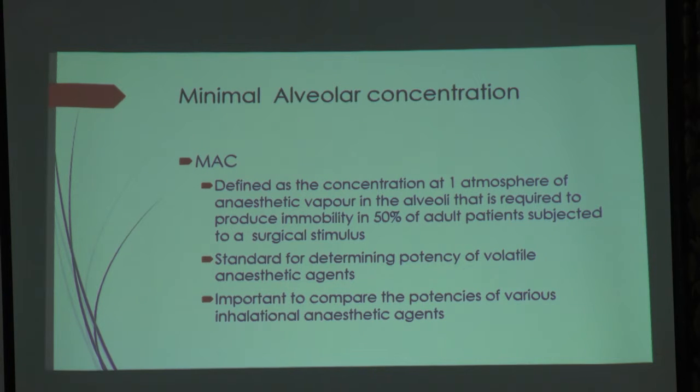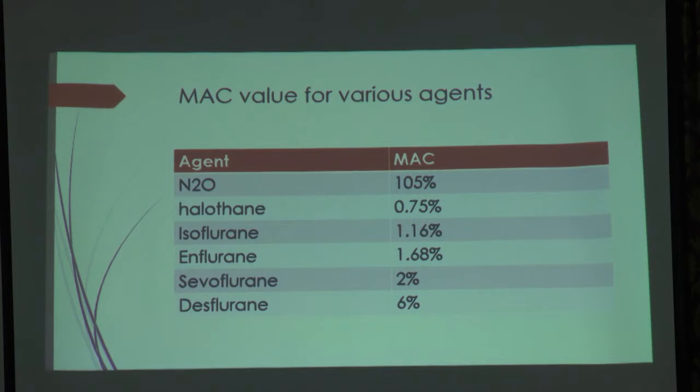I must say that to get 95% of the population completely immobile, you have to increase the MAC to about 1.2. Okay, so the MAC will ensure immobility in 50% of the population. If you want immobility in 95% of the population, you need about 1.2 times the MAC. Okay. And it's a standard for determining the potency of volatile anesthetic agents. I mean, just think about it. If you need just a small concentration to achieve this effect, it means it's potent, okay, as opposed to having a high concentration. So that is how we can compare the different gases.